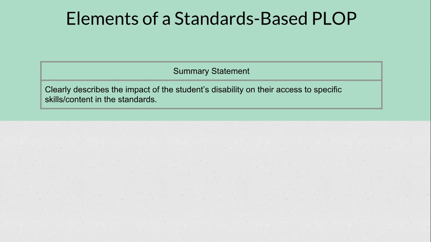The summary statement is a way of highlighting for all parties what evidence you have that the disability is directly impacting access to the standards of learning. For any student turning 14 years old or older within their annual IEP review period, a transition plan must also be included.